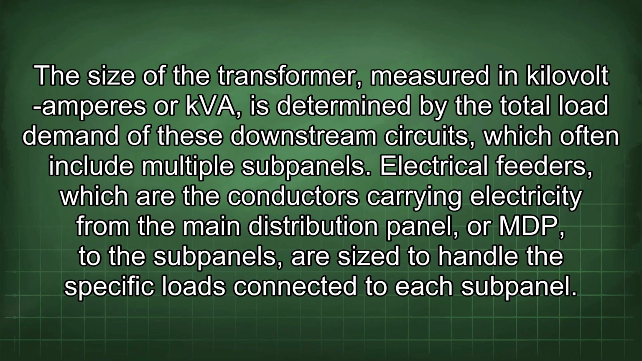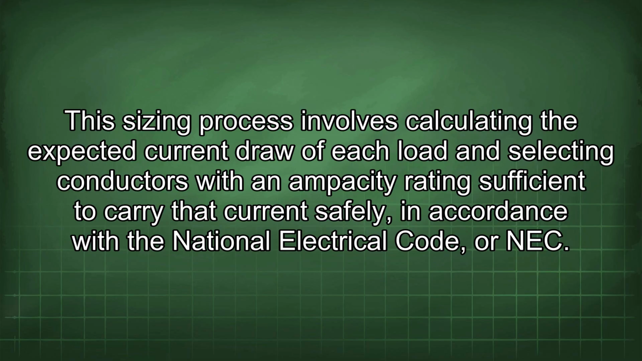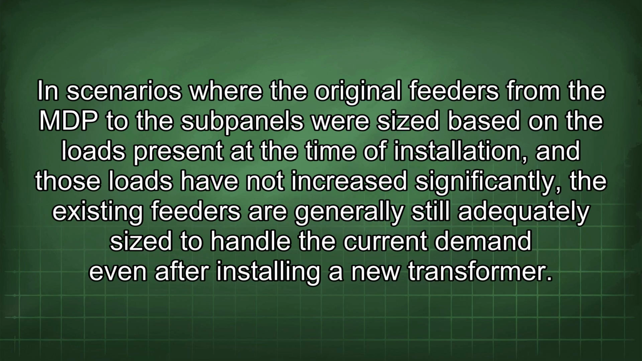Electrical feeders, which are the conductors carrying electricity from the main distribution panel, or MDP, to the subpanels, are sized to handle the specific loads connected to each subpanel. This sizing process involves calculating the expected current draw of each load and selecting conductors with an ampacity rating sufficient to carry that current safely, in accordance with the National Electrical Code, or NEC. In scenarios where the original feeders from the MDP to the subpanels were sized based on the loads present at the time of installation, and those loads have not increased significantly, the existing feeders are generally still adequately sized to handle the current demand even after installing a new transformer.